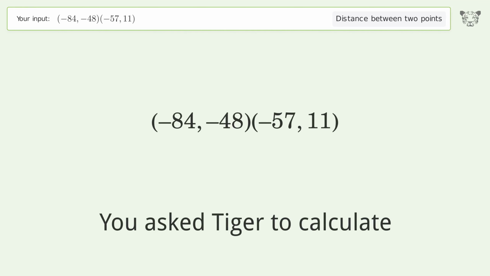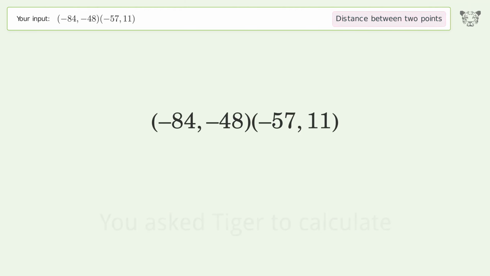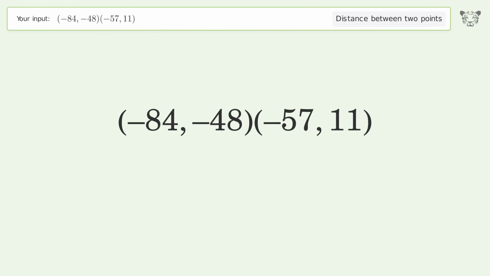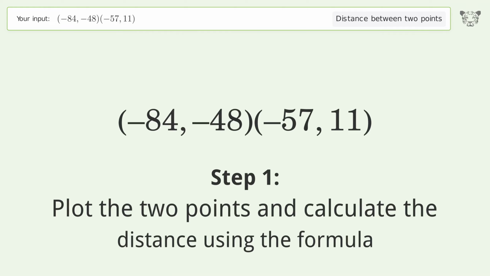You ask Tiger to calculate. This deals with the distance between 2 points. The distance between the 2 points is the square root of 4,210 or 64.885. Let's solve it step by step. Plot the 2 points and calculate the distance using the formula.